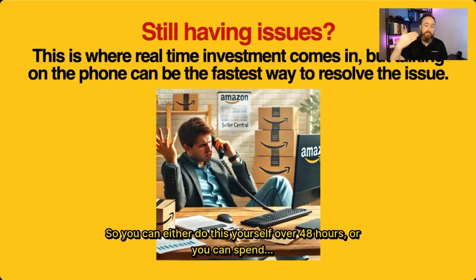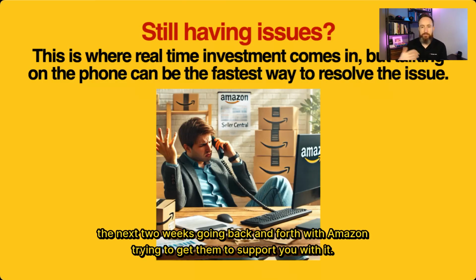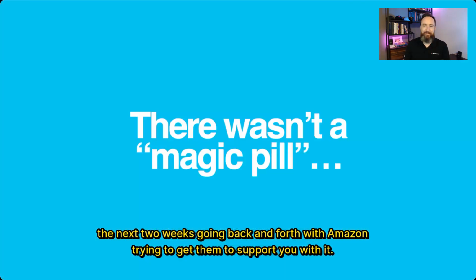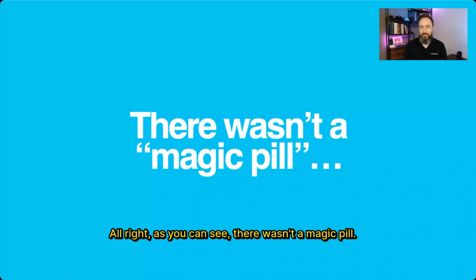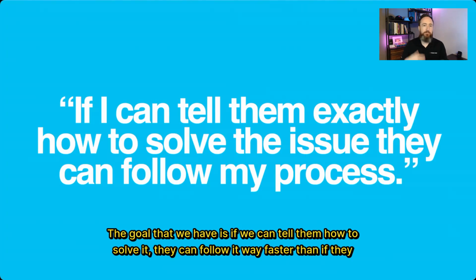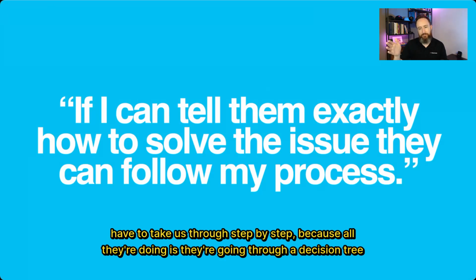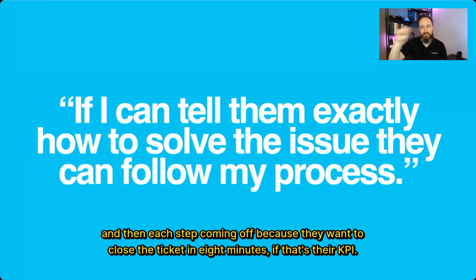So you can either do this yourself over 48 hours, or you can spend the next 2 weeks going back and forth with Amazon, trying to get them to support you with it. All right. As you can see, there wasn't a magic pill. Like, we didn't do anything magic. The goal that we have is if we can tell them how to solve it, they can follow it way faster than if they have to take us through step by step. Because all they're doing is going through a decision tree and ticking off each step, because they want to close the ticket in 8 minutes.